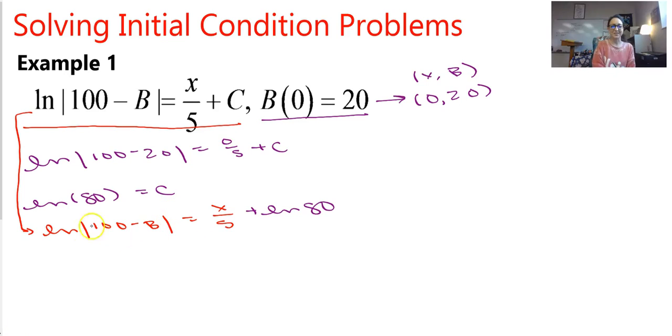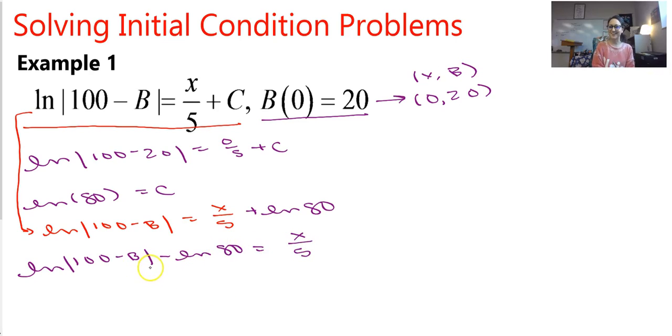All right, now you've got logs in some terms and not in others, so do we remember our strategy here? Our strategy is going to be to get the logs on one side, everything else on the other, and I recommend getting the logs on the side that would make this log positive, because ultimately we want to solve for b. So this log's already positive, so I'm going to get the logs on the left. So I'll have minus ln of 80. And then on the right, I just have that x over 5.